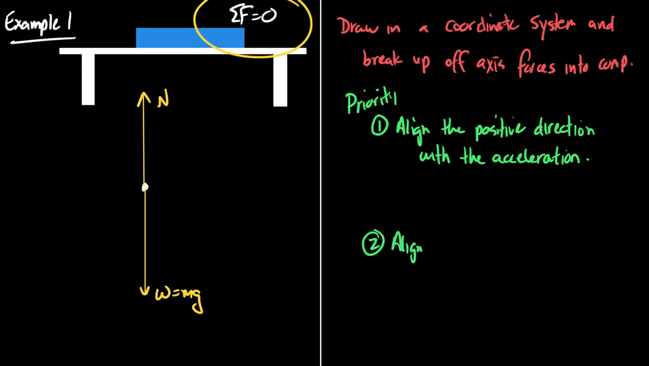So align it with the most number of forces. For every force that it's not aligned with, you have to do trig. So you want to align it with the most number of forces. I mean, we only have 2 here, and they are already in one dimension. This is not a particularly good example of what it looks like to make a decision about priority number 2. But you want to do your best to try and align it with the most number of forces to reduce how much work you have to do. The more forces you have to do trig on, the more complicated your problem is going to be.